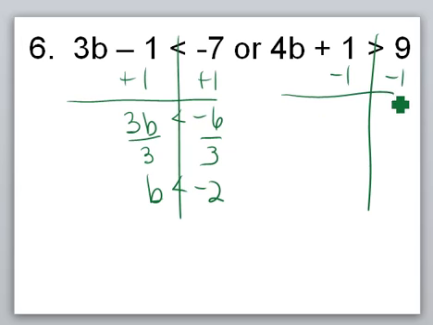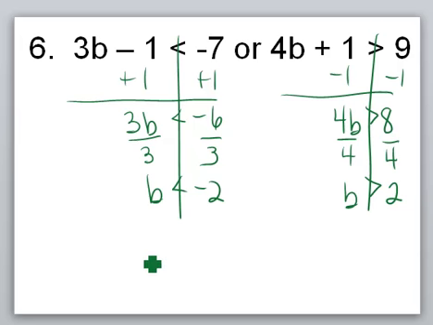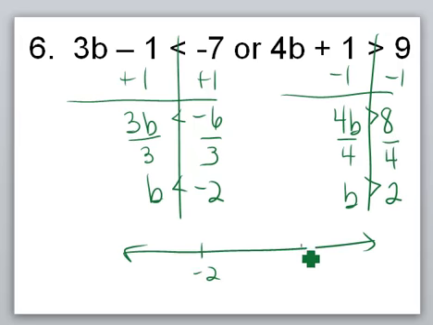The second one, we get 4b is greater than 8. Divide by 4 on both sides. Do not flip the sign because you're dividing by a positive on both sides. Graphing my answer, I have negative 2 and 2. Open dot on both of them. It has to be less than negative 2 or greater than 2. I could also put 0 on there as a reference.